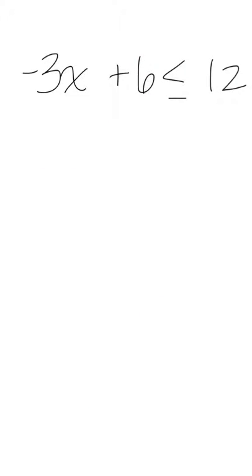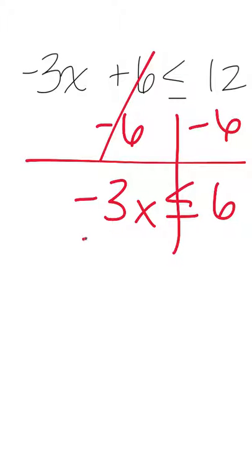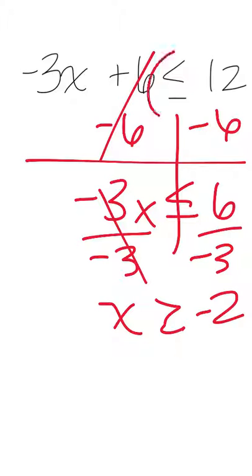On this one, same thing. We start with our constant, so we can subtract 6 on both sides. So we would have -3x is less than or equal to 6. And then here we have to divide by a negative, so we have to be sure to flip the sign in our answer. So in this case, x is greater than or equal to 2. So we went from less than or equal to greater than or equal to in our solution.